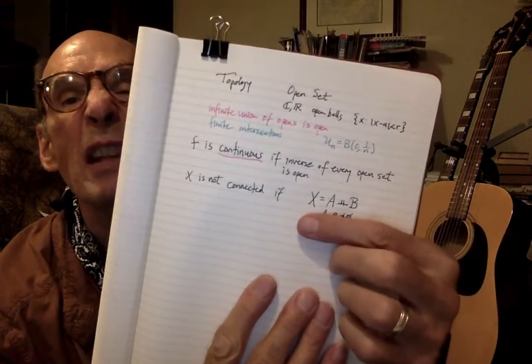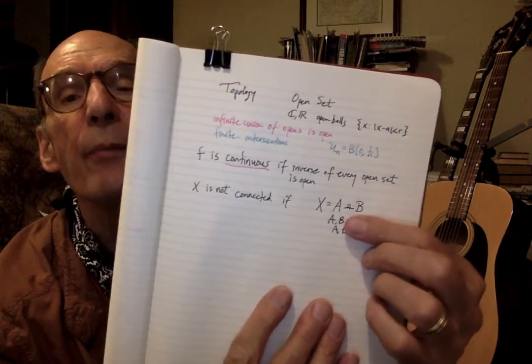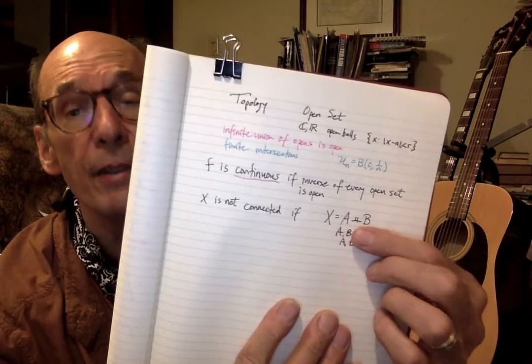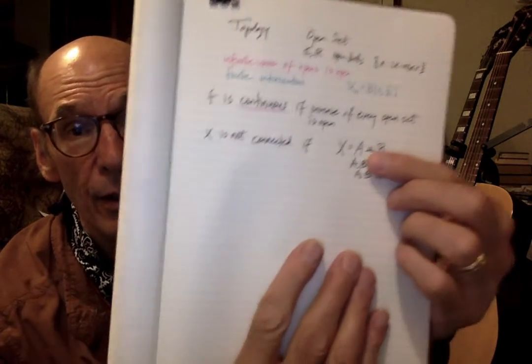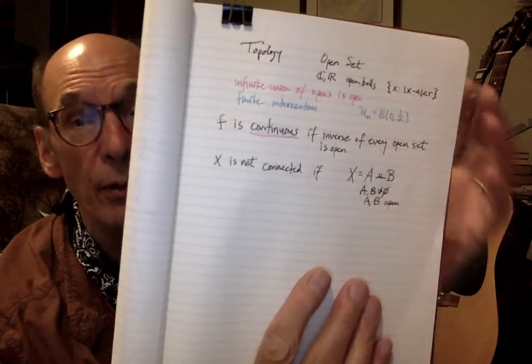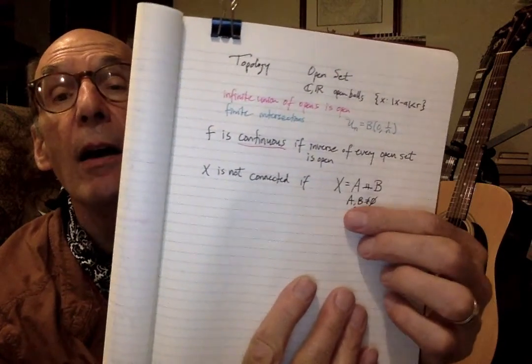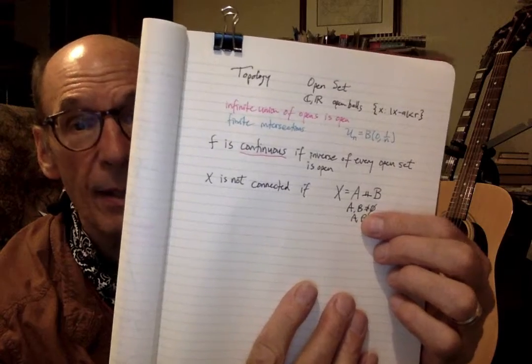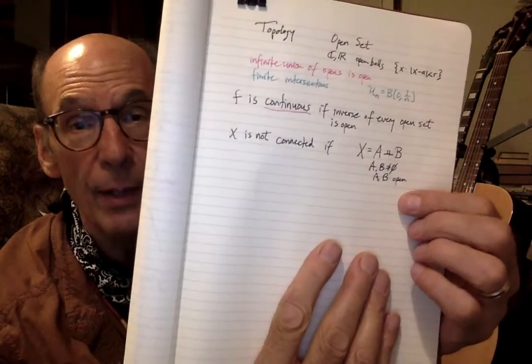And this, of course, means disconnected. So what we have is X is disconnected if we can write it as a disjoint union. This funny little union sign means disjoint. So A intersect B is empty.